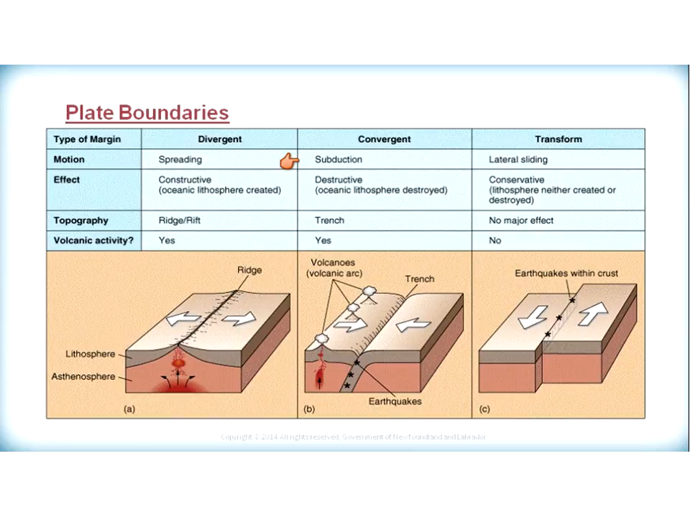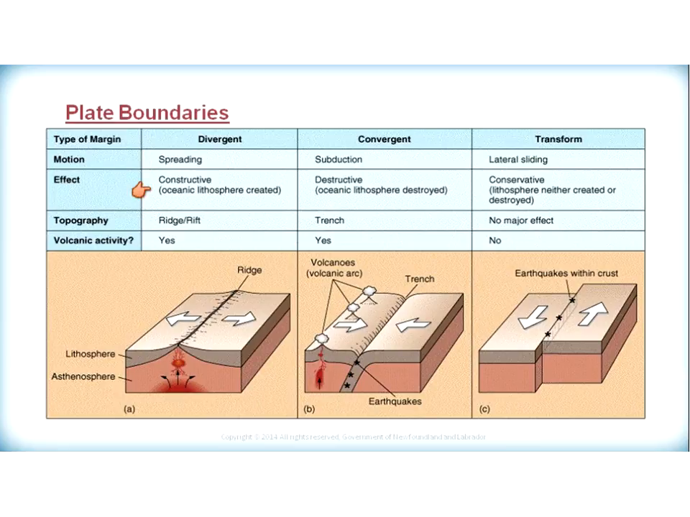We can have subduction zones forming at a convergent boundary. That's where two tectonic plates collide with one another, which is caused by compression forces. Or we can have lateral sliding, which is seen along transform plate boundaries, where two plates slide past one another, caused by shearing forces.